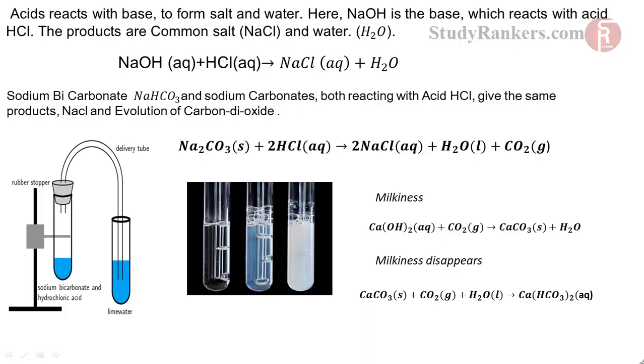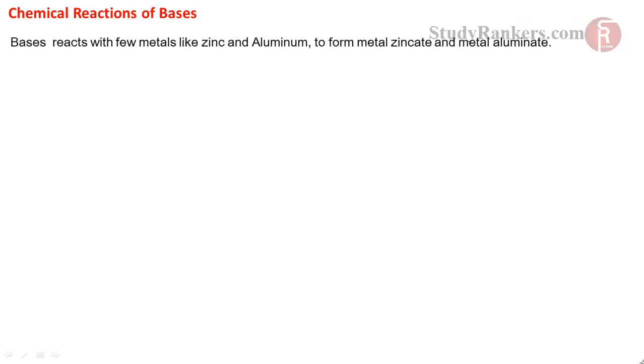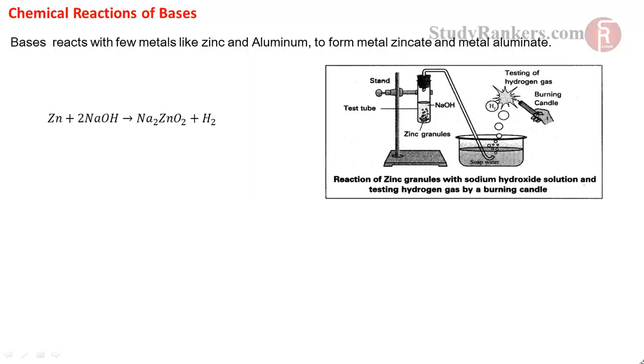Bases react with a few metals like zinc and aluminium to form metal zincate and metal aluminate. For example, zinc reacts with sodium hydroxide base to form sodium zincate and releases hydrogen gas. Bases react with non-metal oxides such as CO2 gas to form metal carbonate and water.